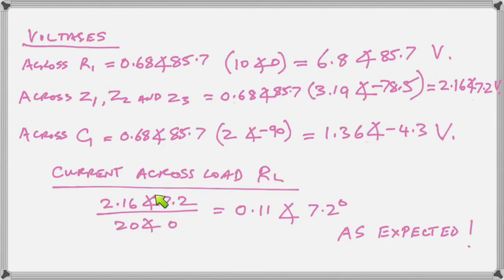So that's the voltage across the parallel combination. That's the voltage across the resistor. And boom, we get our same current, 0.11, with an angle of 7.2 degrees, just as expected.